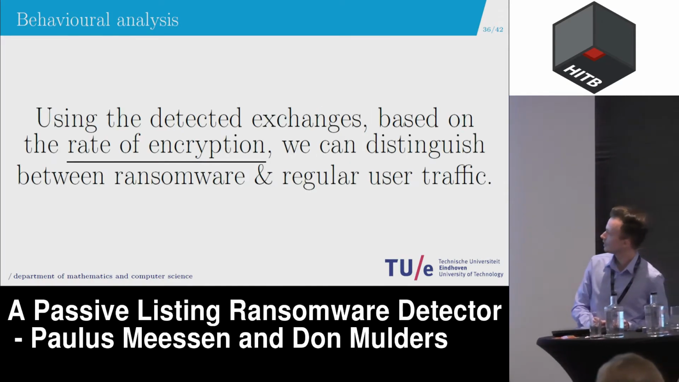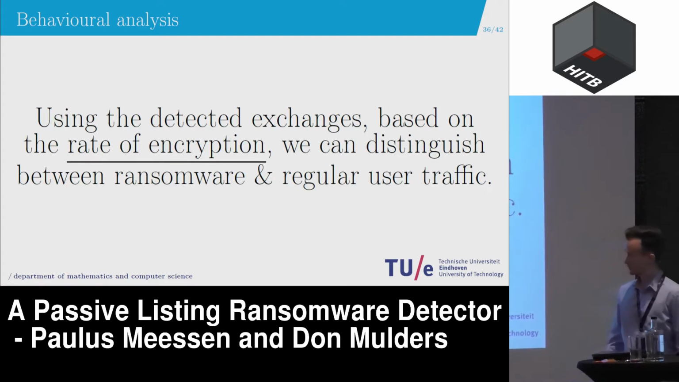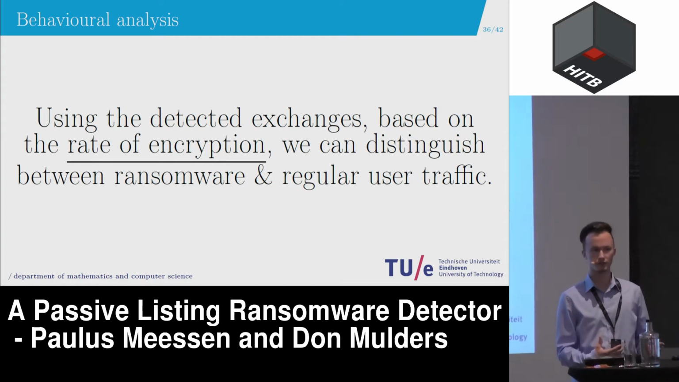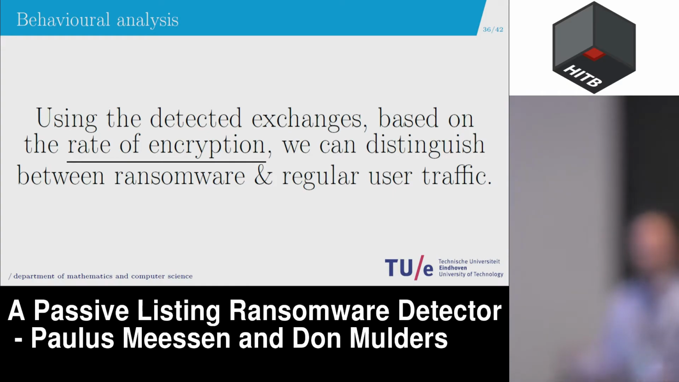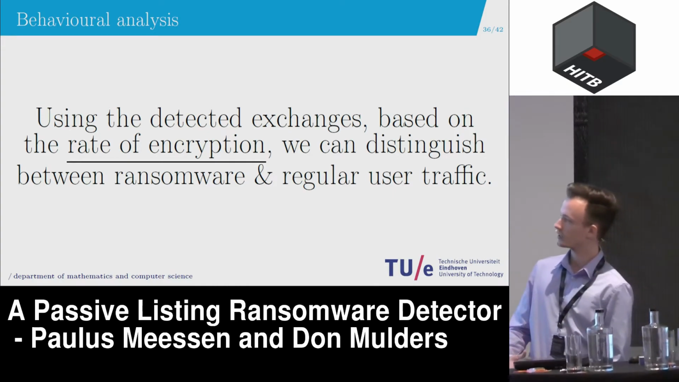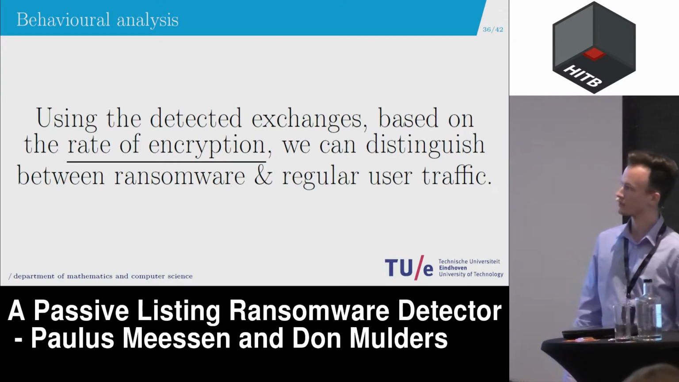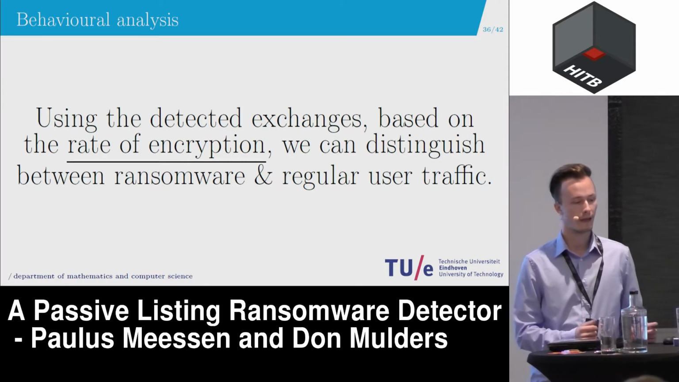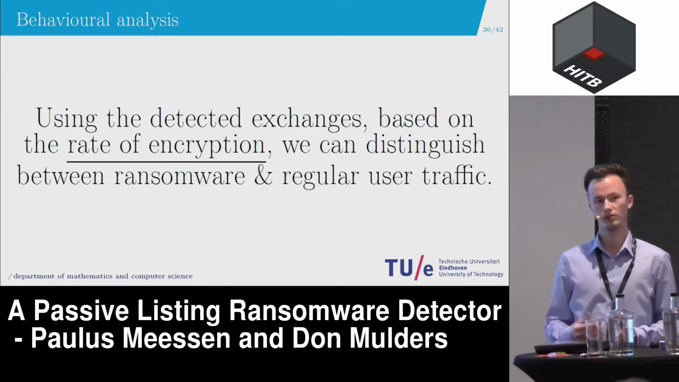Yeah, thank you. So now that we can detect encryption on exchanges, we can actually try and see, well, okay, is this traffic that contains encryption actually ransomware, or is it just a user that's performing some encryption? We can do this based on the rate of encryption, which is a fancy way of saying the number of encryptions per second. And then using this, we can actually distinguish between ransomware and just a regular user.